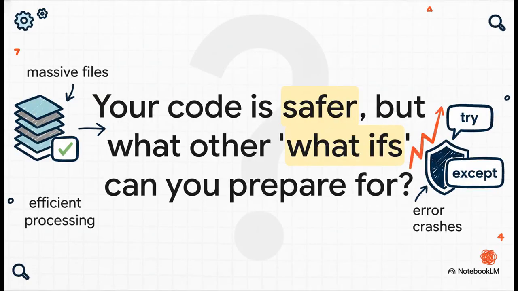But honestly, this is just the start of thinking like a defensive programmer. Your code is way safer now, for sure. But it gets you thinking, right? What about other what-ifs? What if a network connection drops? What if you run out of memory? The journey to truly bulletproof code is all about asking that one simple question over and over. What else could possibly go wrong? And then preparing for it.